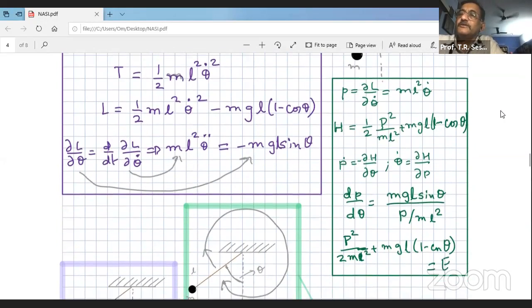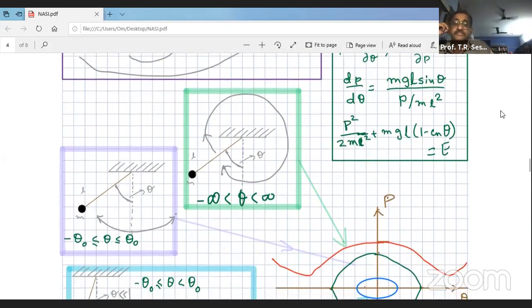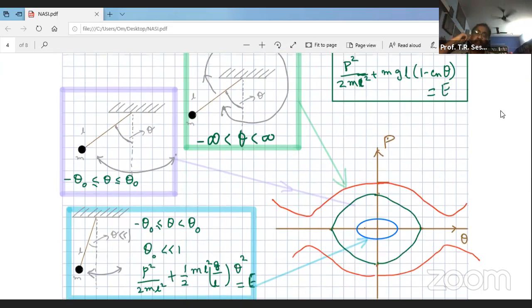Okay, so let's go down. So now I was telling about the small oscillation where theta naught is much less than 1. I said that when theta naught is much less than 1, and since theta is always less than theta naught, theta is much less than 1. So I can do an expansion of cos theta, which is 1 minus theta square by 2, plus higher order terms in theta.